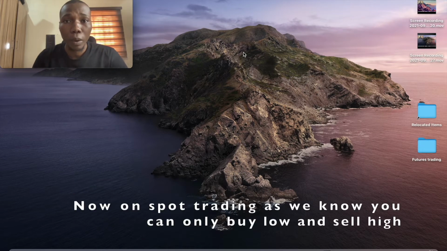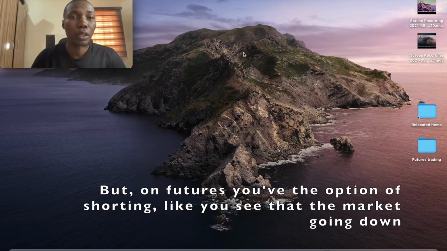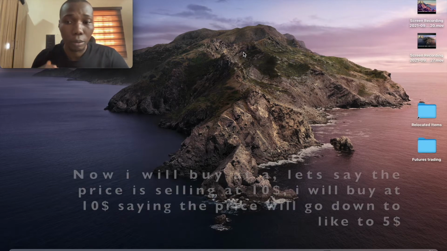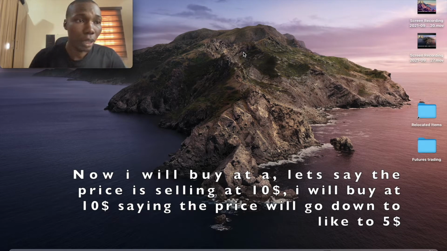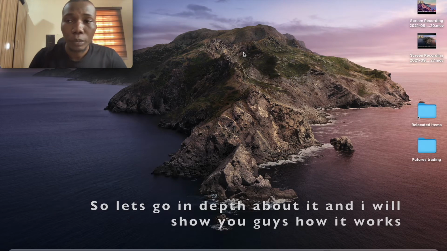Now on spot trading, as we know, you can only buy low and sell high. But on futures, you have the option of shorting, where you see that the market is going down. Let's say the price is selling at 10 naira, for example, or $10. I will sell at $10, saying that this will go down to like $5. So that's basically a short in futures trading. Let's go in depth about it. I'll show you how it works.